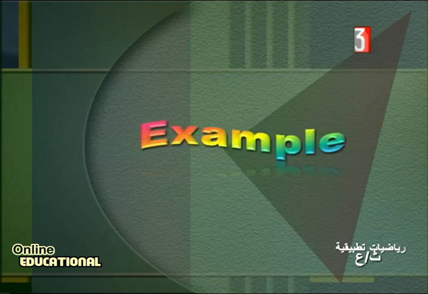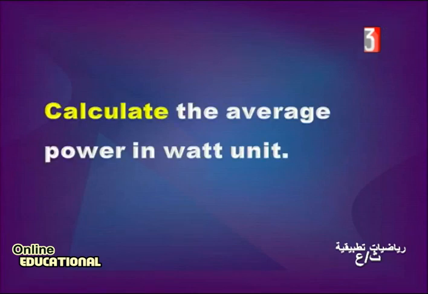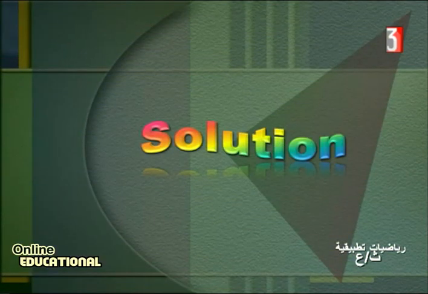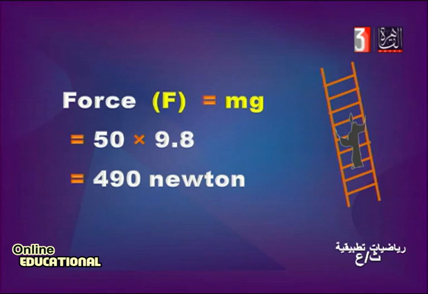a person of mass 50 kilogram ascends the stairs of a tower of height 441 meter in time of magnitude 15 minutes. Calculate the average power in watt unit. The force of the man is its weight. Then F equals mg equals 50 kilogram multiply 9.8 meter per second square. Then the force equals 490 Newton.